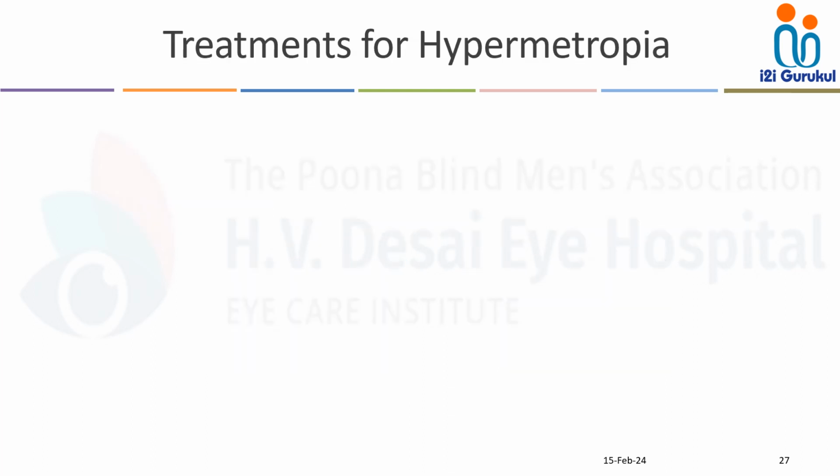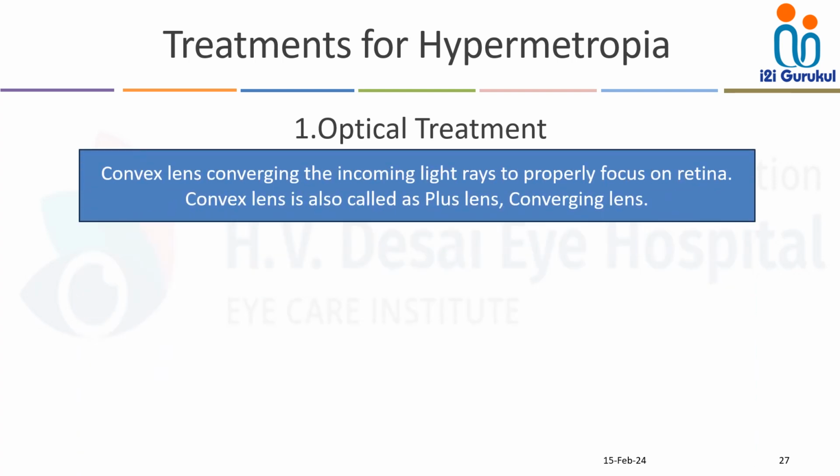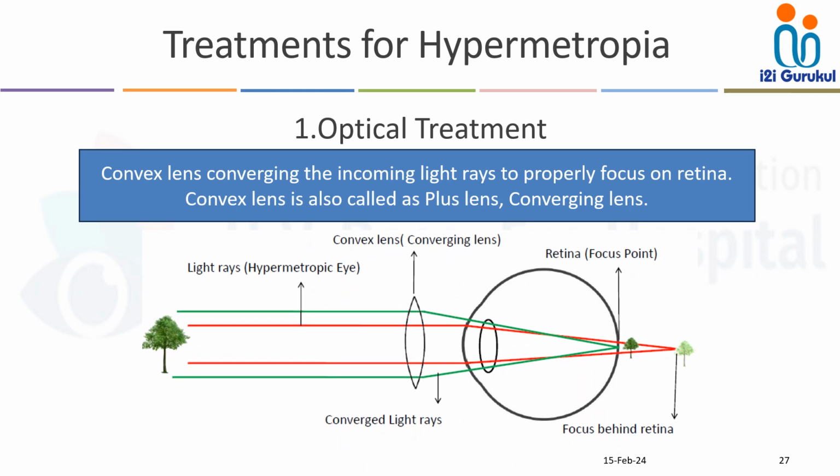Coming to the treatment options for the hypermetropia, we have a basic treatment, that is the optical treatment. In this, we prescribe the convex lens to converge the incoming rays of light to focus properly on the retina. And these convex lenses are called plus lenses or converging lenses. So a convex lens is thicker at the center and thinner at the edges. So you can feel those lenses, you can handle multiple lenses, you can easily identify the type of lens which is the convex lens.